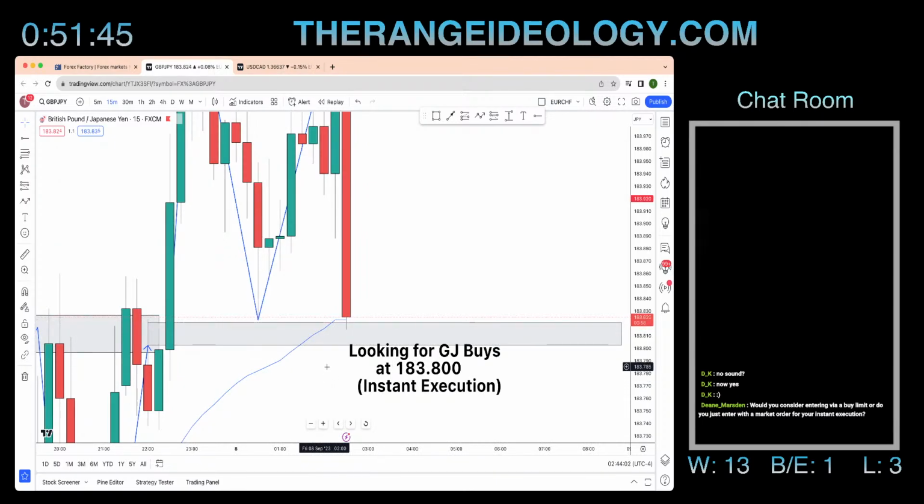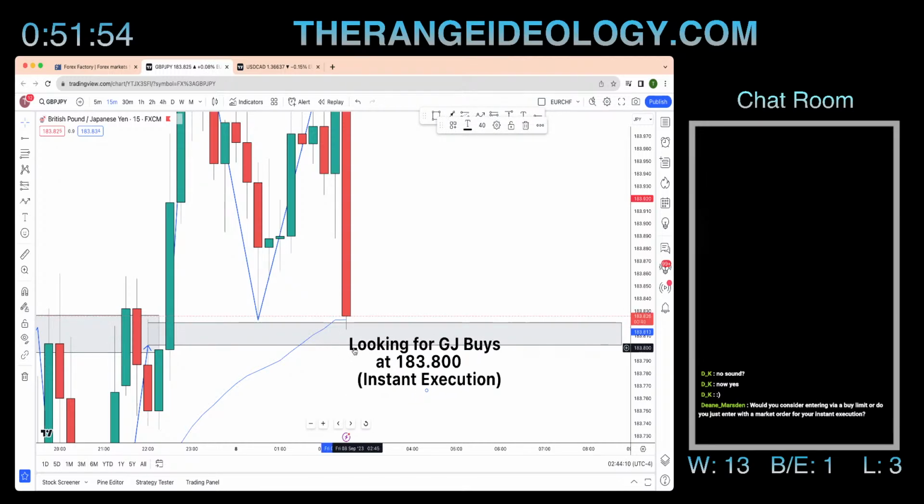We got 1 minute left till the 50-minute candle closure. So depending on your spread, guys, again, this is in instant execution. I will answer that question shortly, but we're seeing the tap here. But the main thing is that in a split second, price can move a large amount of pips.